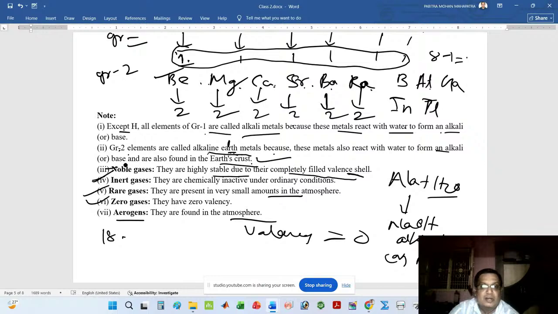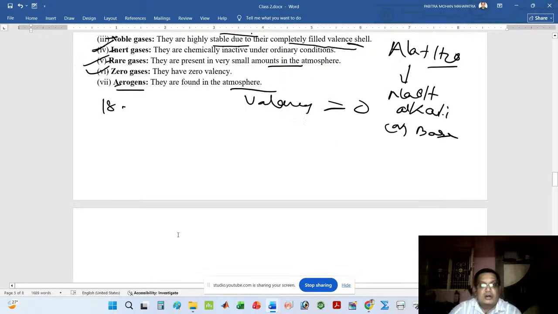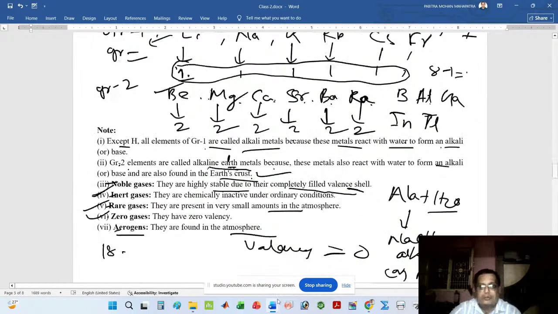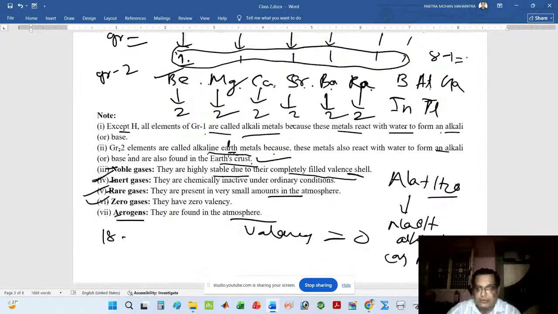Already I covered noble gas, inert gas, rare gas, zero group gas. So this is all about the features of period and group of the modern periodic table.